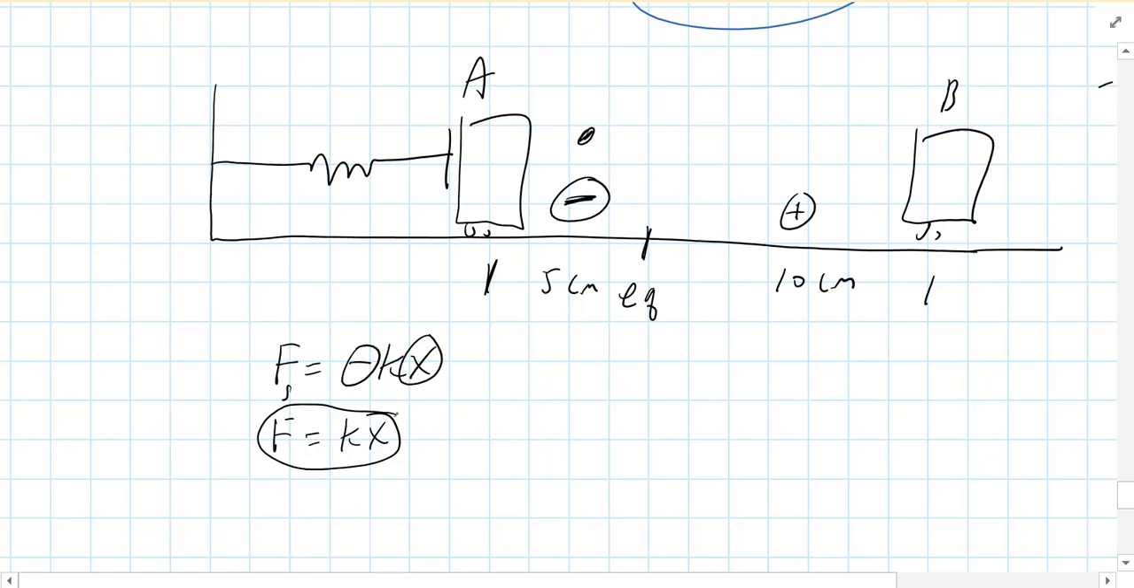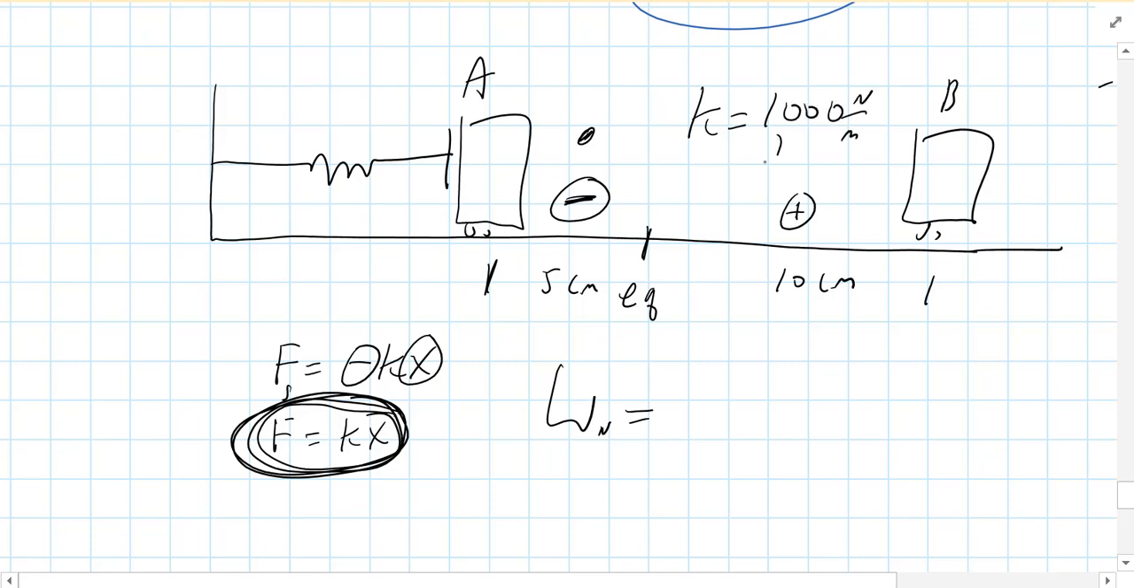So let's first find the work done by me. So that's the positive kx. I've got to give you k, that might be helpful. Let's say k, make it a simple number, let's say it's 1,000 newtons per meter. So the work done by me would be the integral, and I'm going from negative 0.05 meters, that's your 5 centimeters, to positive 10 centimeters, and I'm integrating kx, which is 1,000 times x.